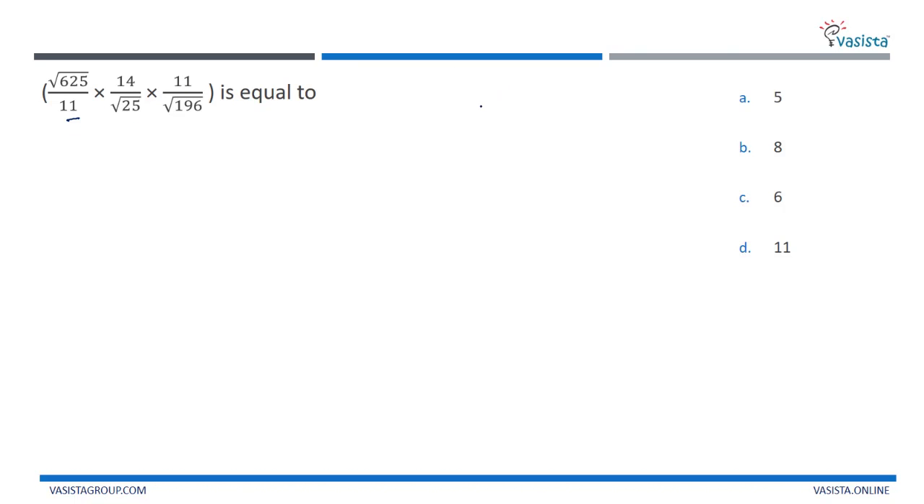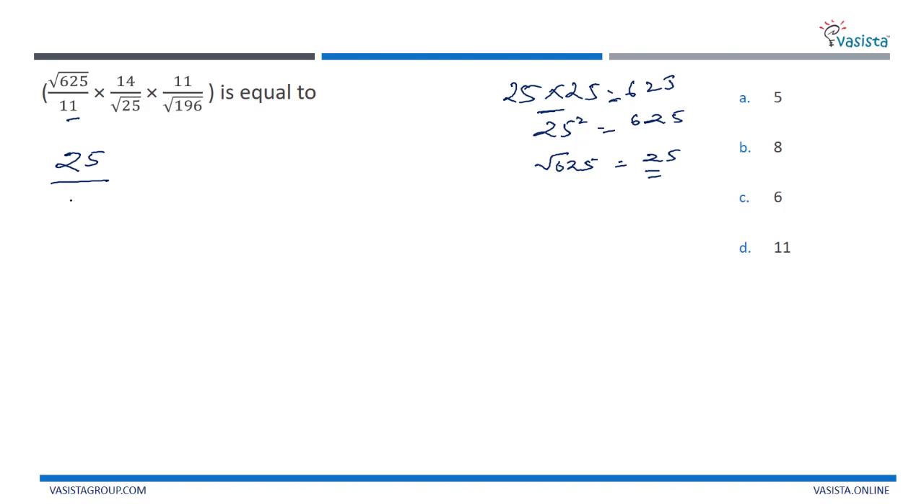Now you know how to find the square root, but it is very simple. For 625, 25 into 25 is 625, correct? This is called squares. 25 square is equal to 625. So square root of 625 is going to be 25. So instead of this, I will write 25, divided by square root of 25.